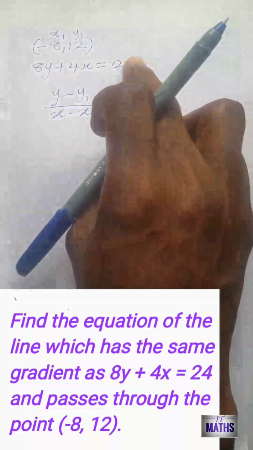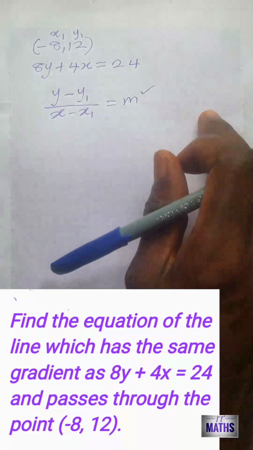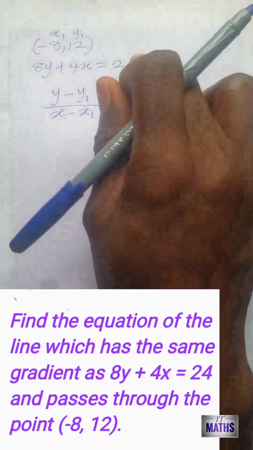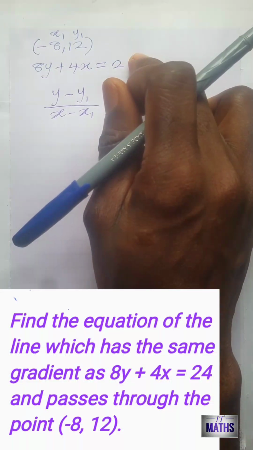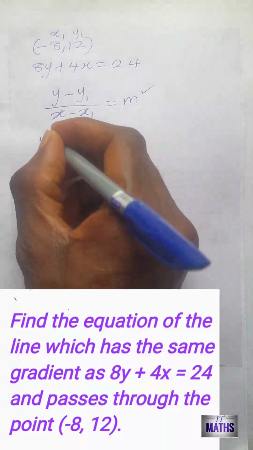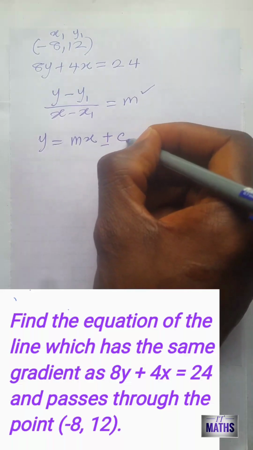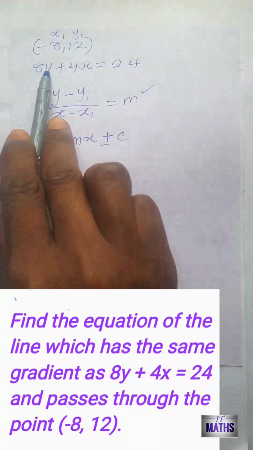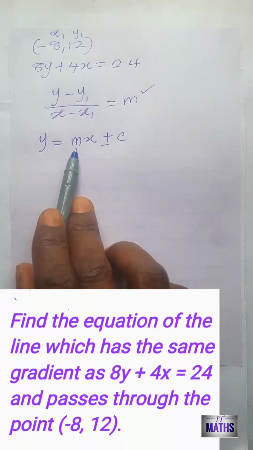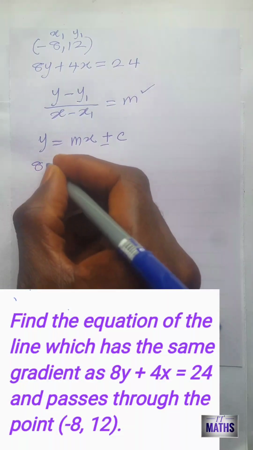How do I find my slope from this equation? We are told the equation that we are looking for has the same gradient as this equation. So I need to find the gradient of this equation. How do I do that? All I need to do is transform this equation to look like this: y is equals to mx plus or minus c. And once I rearrange that, the coefficient of x in this equation automatically becomes my slope. So let's start. Let me copy this down here.